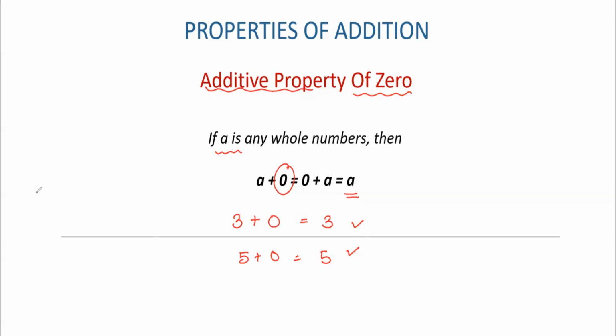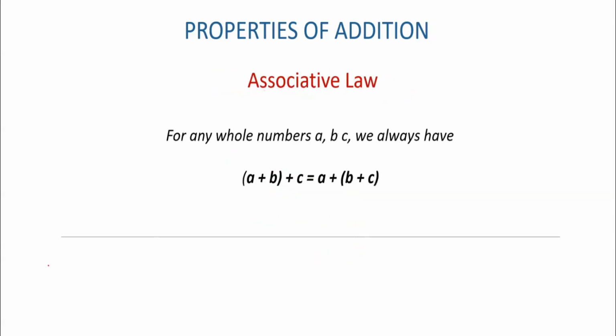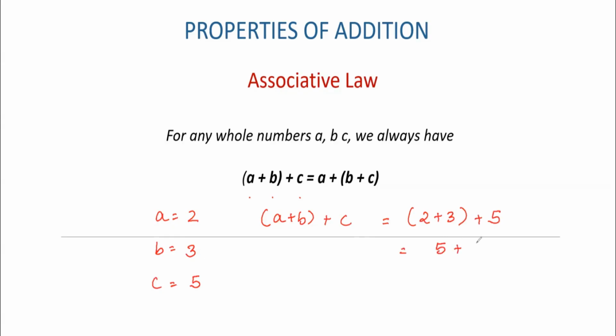Let's move on to the next property, which is the associative law. In the associative law, we take three whole numbers at a time. Say let A be 2, B be 3, and C be 5. Now, if we add A plus B plus C, first we have to add A plus B as they are in the bracket. A plus B is 5 and C is 5. 5 plus 5 is 10.